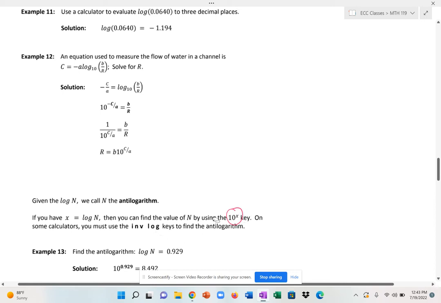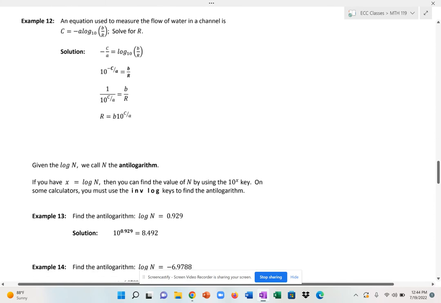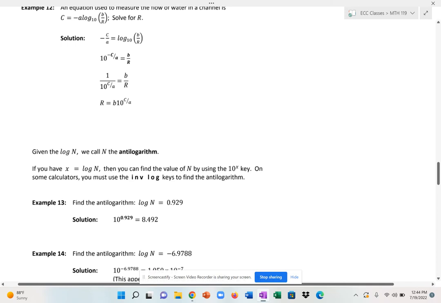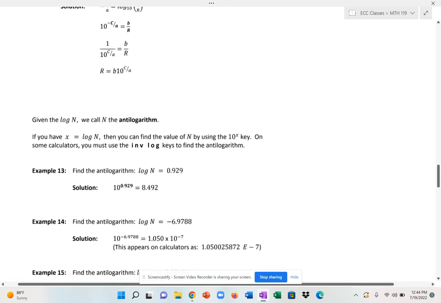So suppose I wanted to find the anti-logarithm of log of n equal to 0.929. That means that 10 to this power must equal n. So that's why we use this key. 10 to the 0.929 gives me my anti-logarithm n. This is the value of n, 8.429. And again, I rounded here to the thousandths place. Make sure that whatever the directions are, when you're doing a problem like this, that you round to the appropriate place.